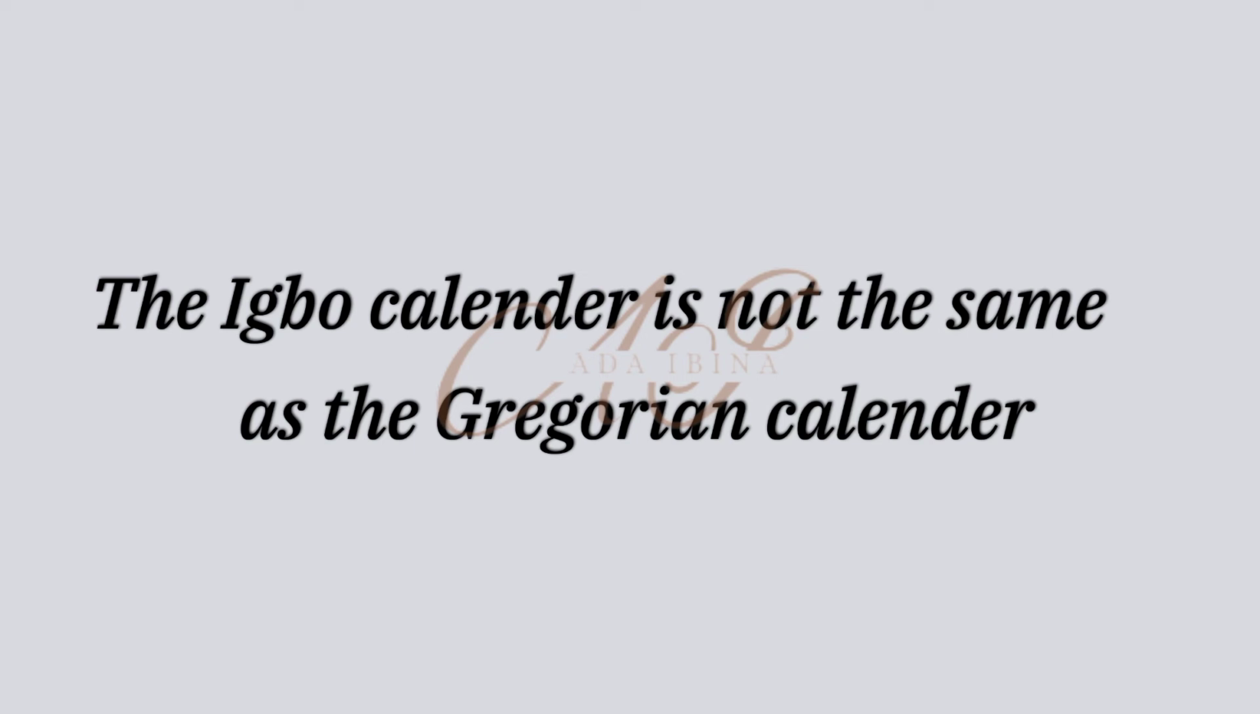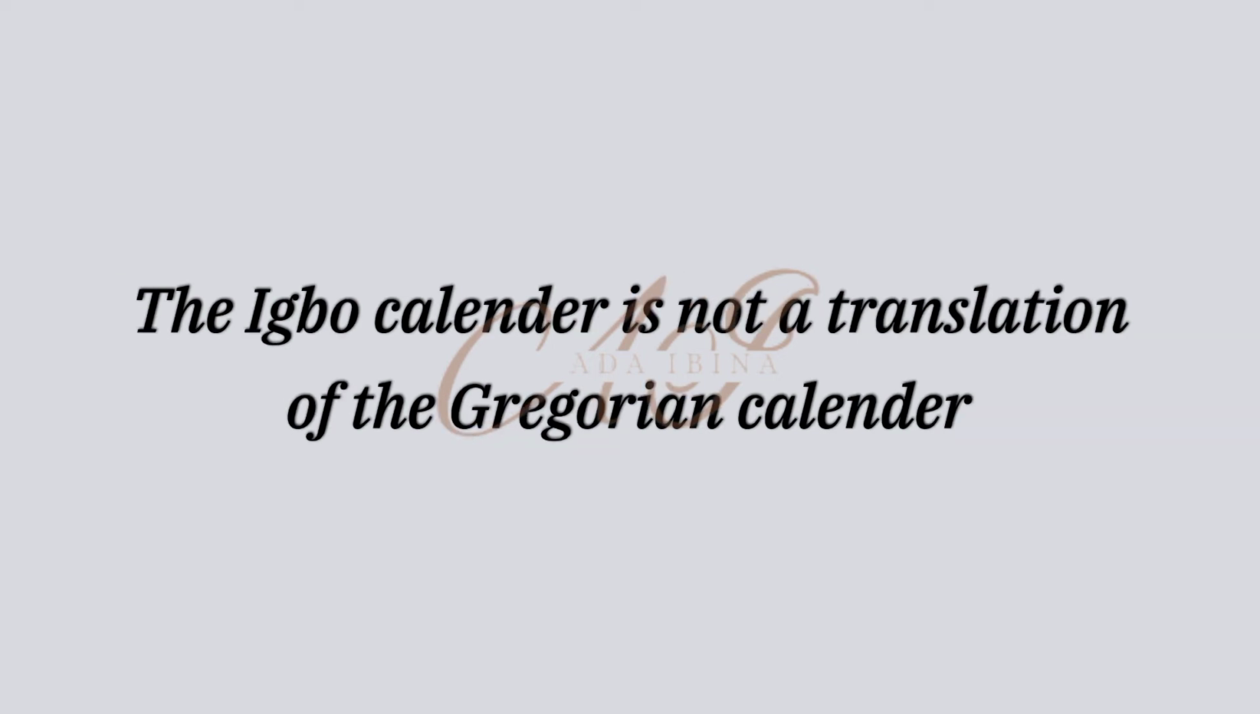Now we must remember that the Igbo calendar is not a translation of the Gregorian calendar. No, this is a totally different way of counting the week and, of course, days, week, and month. So the Igbo calendar is totally different from the Gregorian calendar. None is a translation of the other.